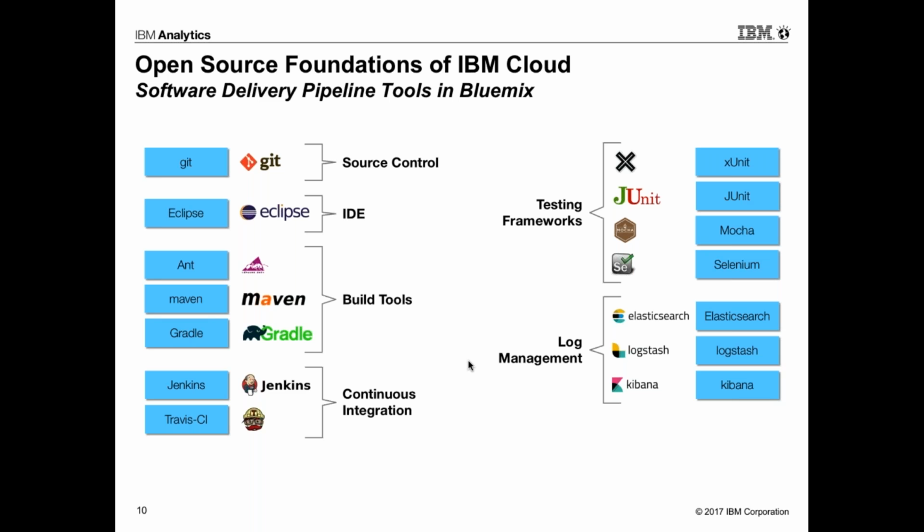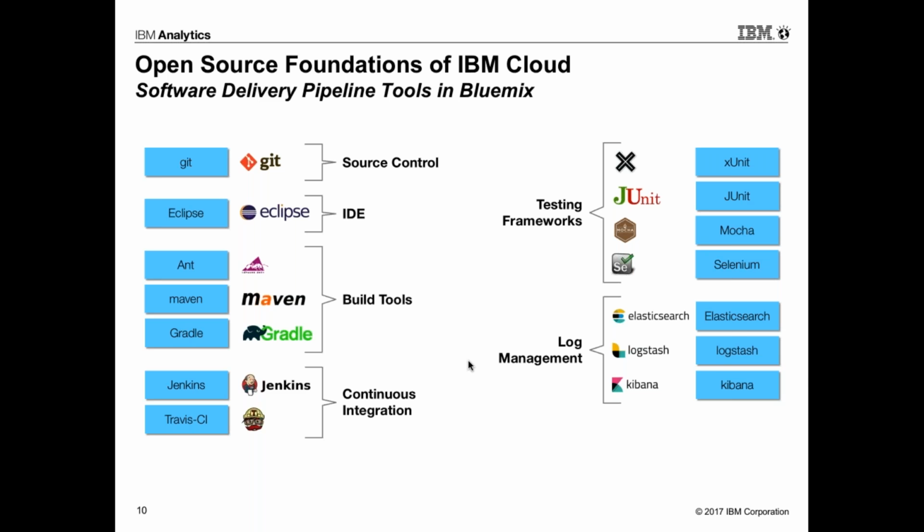And then there is Jenkins for integration and Travis. And then there are XUnit, JUnit. Those are testing frameworks, along with Mocha and Selenium. And then there's log management using Logstash, Kibana, and Elasticsearch. So these are other components where you're able to track down or debug your program.